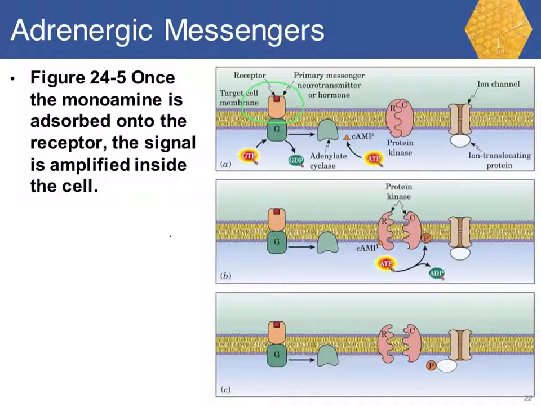So this G protein, as you can see in the bottom part of the picture here, I'm going to see if I can circle it right here, hydrolyzes the GTP to GDP. When that happens, it activates adenylate cyclase, which is an enzyme. The adenylate cyclase cleaves the ATP into cyclic AMP and something called pyrophosphate.